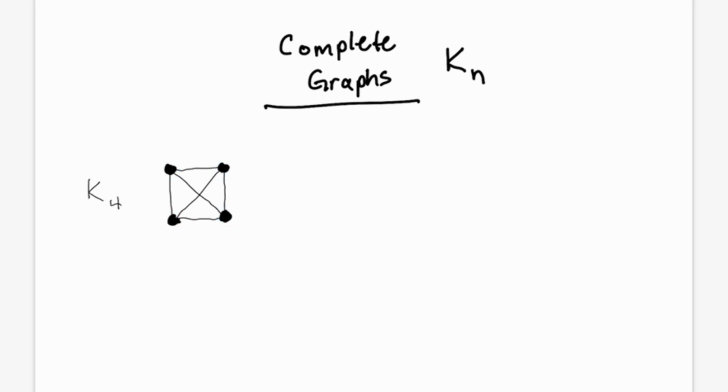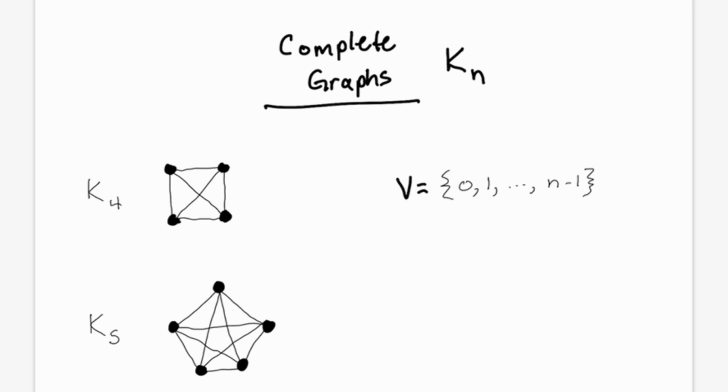Here's what the complete graph on 5 vertices looks like. Just like paths and cycles, the vertex set for the complete graph contains the elements 0 through n-1. The edge set might be a little bit trickier to describe. We can start by adding all edges connected to the first node 0. That would include the edge 0, 1, 0, 2, all the way up to 0, n-1. Now we can describe all the edges connected to node 1. We've already included the edge connecting 1 to 0, so we don't need to write that again.